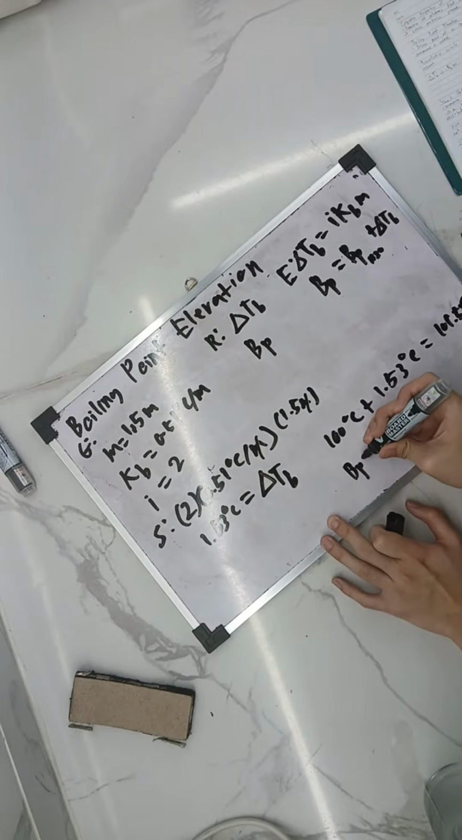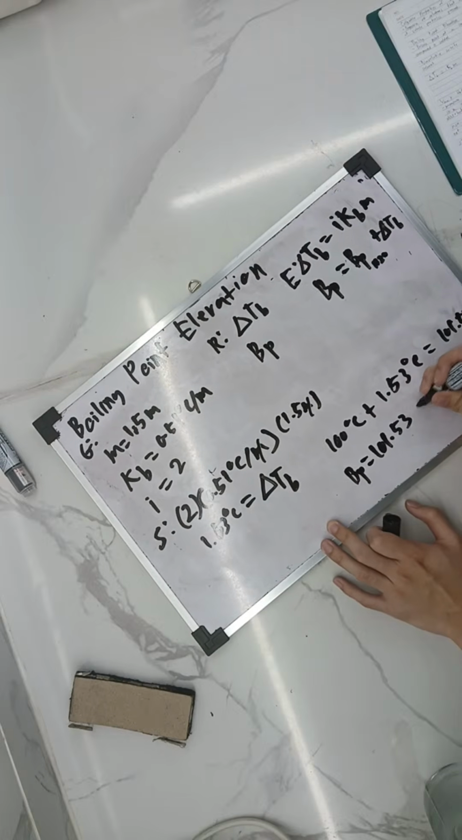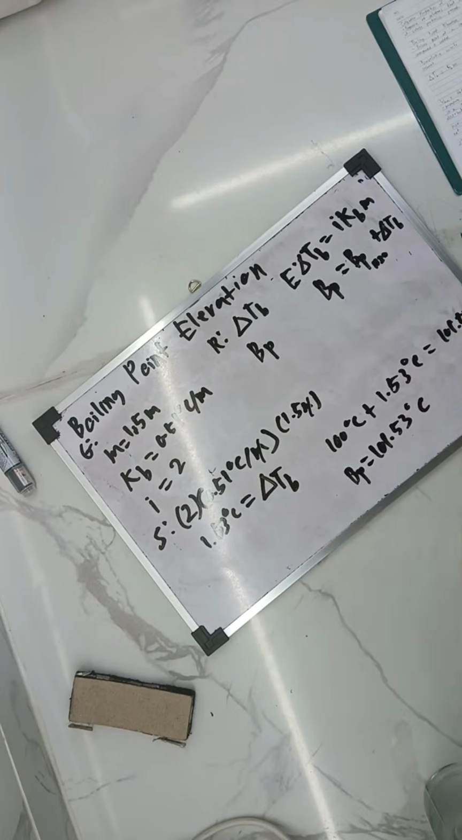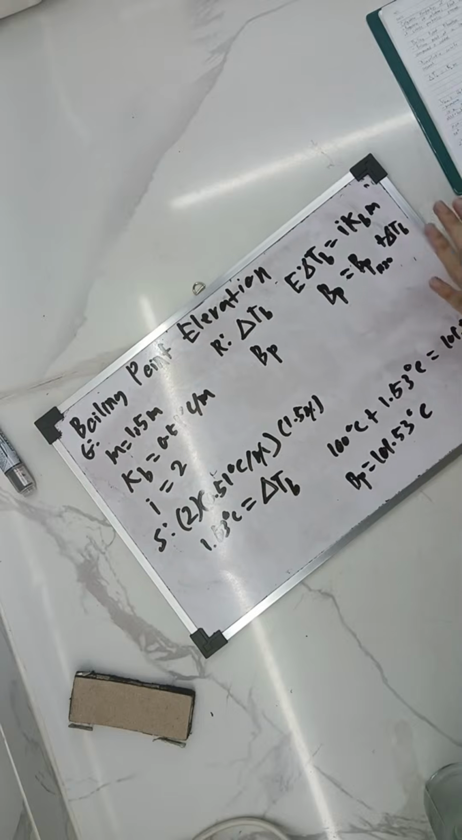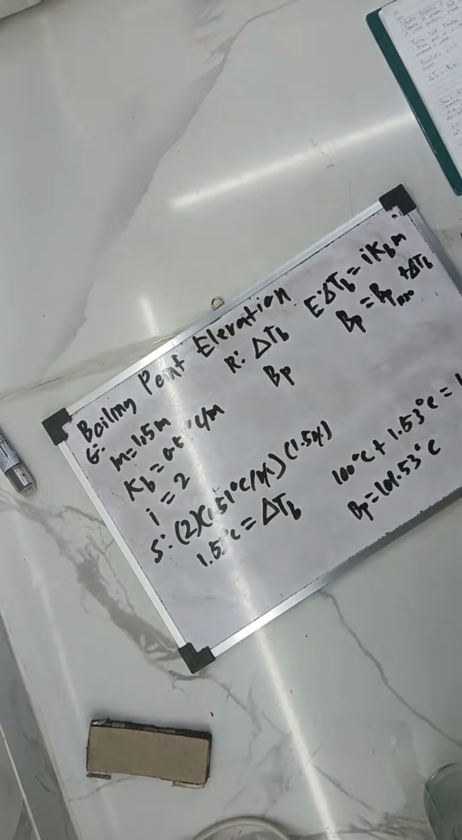Like so, boiling point equals 101.53 degrees Celsius. So that is how you find your boiling point. Okay, so pretty simple, right? You just substitute the values and you multiply, and then when you're done multiplying, you add. Very straightforward. However, I was told to do an example where you're going to have to do deriving.